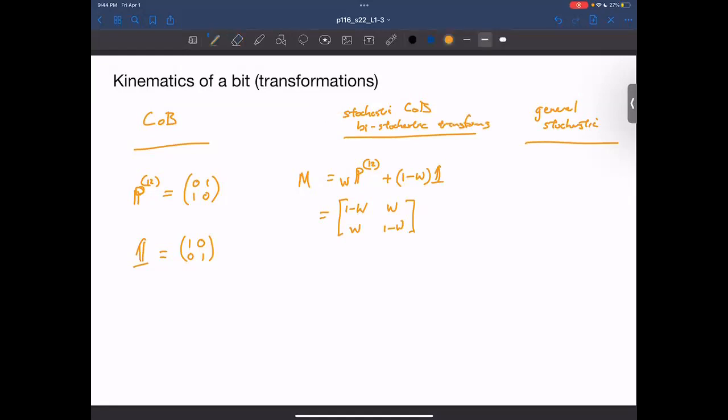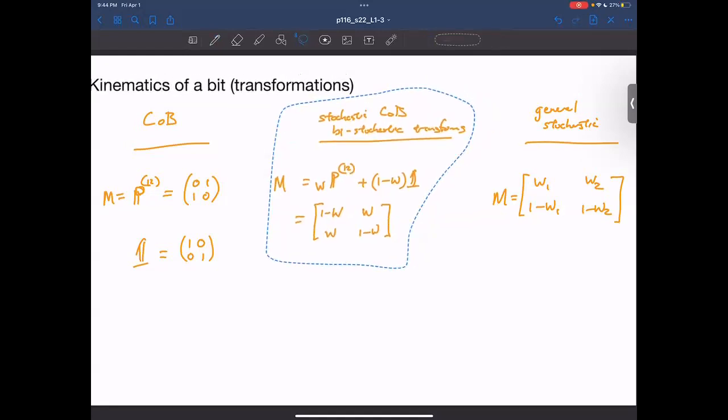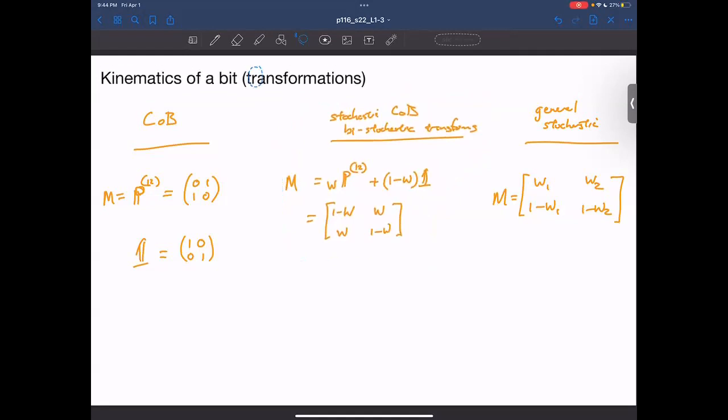Okay, and then for our general stochastic transforms, the only condition that we need is that the columns add up to 1. So we can pick for each column an independent number: W1, 1 minus W1, and we'll take W2, 1 minus W2. So these are three different examples of how you might think of M matrices from any one of these classes.